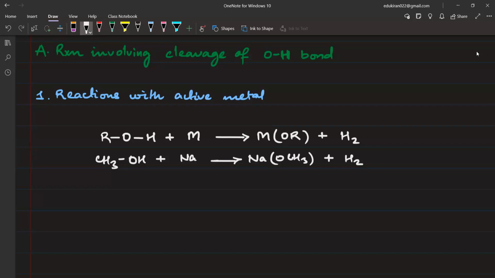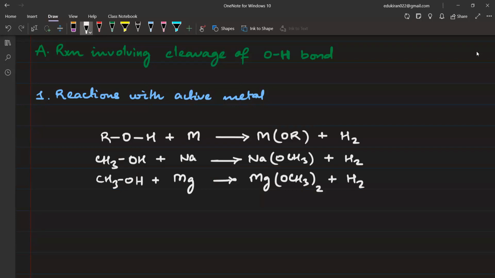The number of alkoxide groups depends on the valency of the metal atom. If I have the same methanol, CH3OH, reacting with magnesium, then I will have Mg, and we will need 2 OCH3 in order to balance the valency of Mg2+, and the hydrogen gas will be as it is. Similarly, if you have CH3OH plus aluminium, the valency of aluminium is 3, so Al(OCH3)3 plus H2, which is our constant.